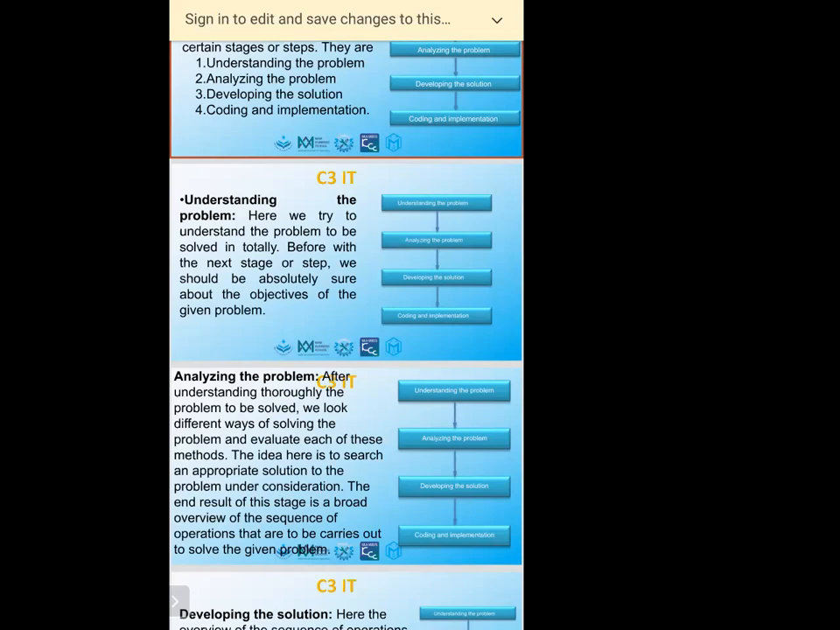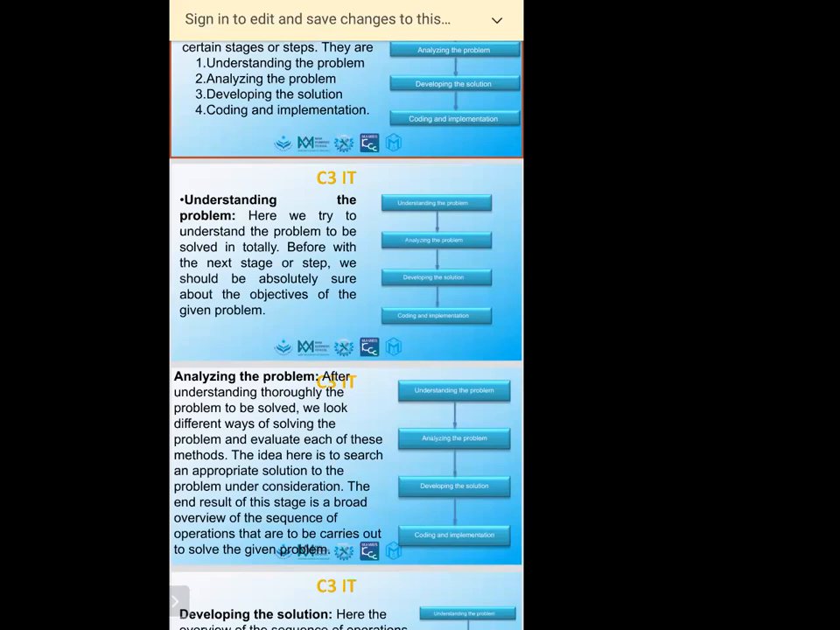Understanding the problem is what we need, why the problem occurs. Okay, so what we have to do, that is called understanding the problem. For example, I want to take the stock report. I want to take the purchase report. I want to take this sales report. I want to take the bill. So that is called understanding the problem. Then what is called analyzing the problem?